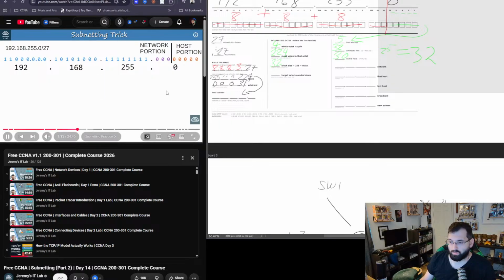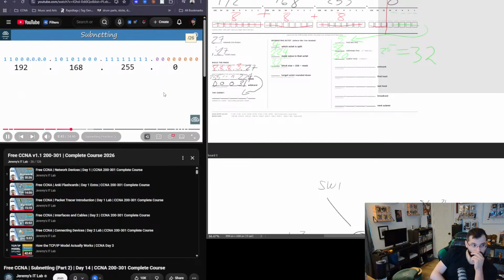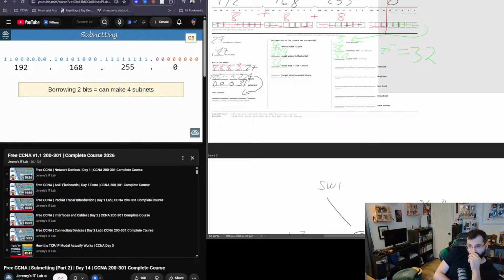Here's the host portion. We need just 5 subnets. But what if we borrow 2 bits? 2 to the power of 2 is 4, so borrowing 2 bits allows us to make 4 subnets. Still not enough, we need 5. So let's borrow another bit. If we borrow 3 bits, 2 to the power of 3 is 8, so we can make 8 subnets. So this is our answer. It's more subnets than we need, but if we borrow only 2 bits and use a /26 mask, we won't have enough.